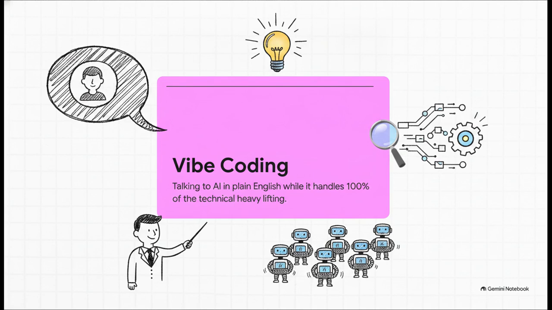So, where did this all come from? The term vibe coding was actually coined by Andrej Karpathy, the former director of AI at Tesla. He used it to describe this totally radical new workflow where you don't write syntax anymore. You don't chase compiler errors. Instead, you just have a conversation with an AI in plain English. You dictate the vibe, essentially the exact specs of what you want, and the AI handles 100% of the technical heavy lifting. Basically, you've just been promoted from a typist to a manager.